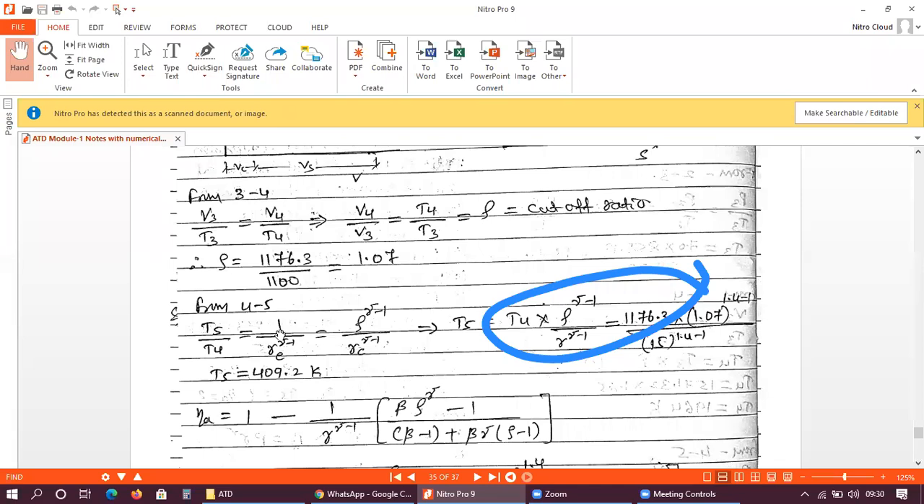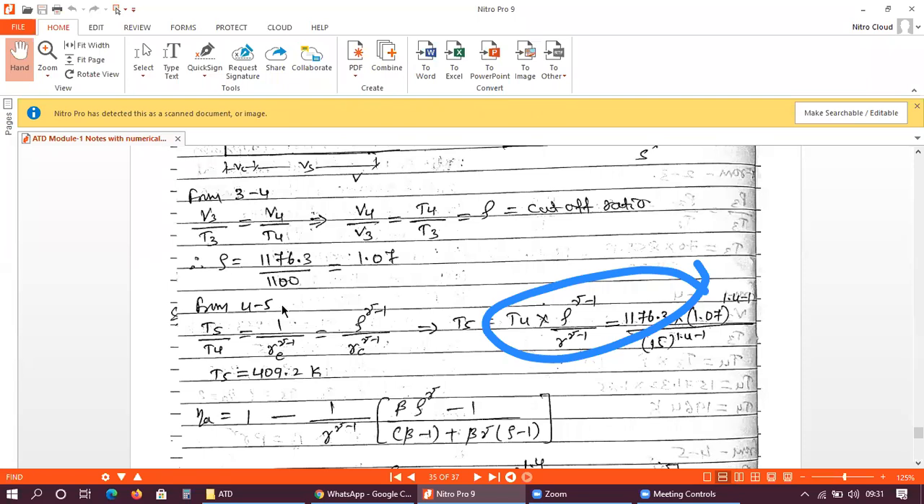Now coming to the process 4 to 5, here we need to calculate T5. For that, we go with the expression T5 by T4 equal to 1 divided by RE raised to gamma. This is the expression for the process 4 to 5. Observe it carefully: 4 to 5 is an expansion process.